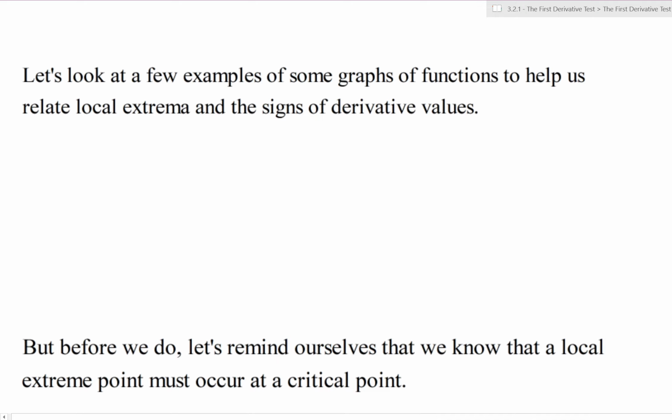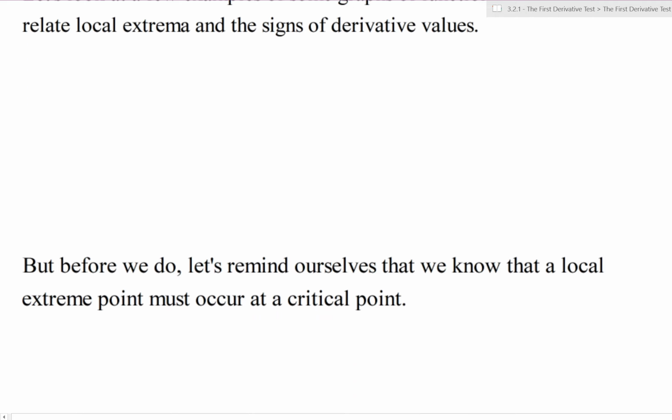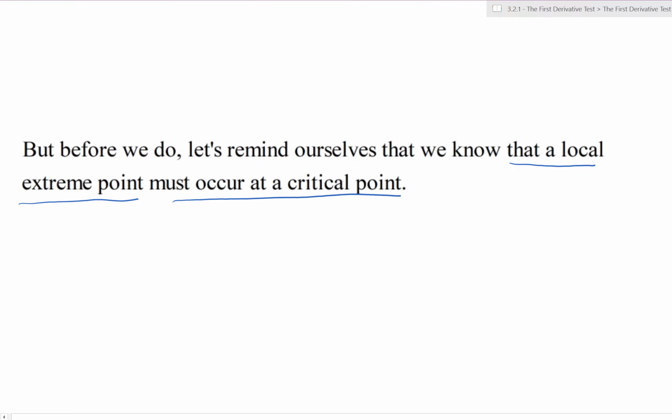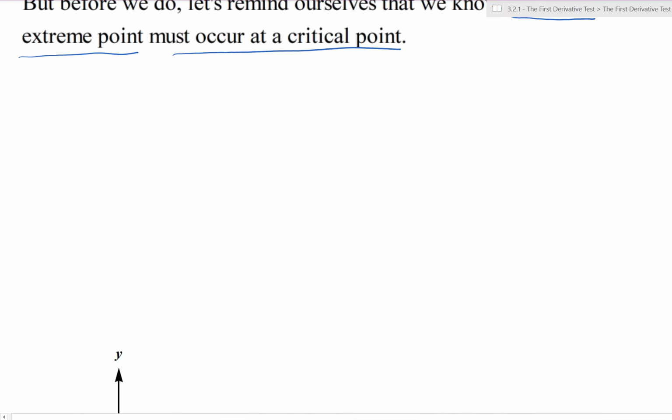Let's take a look. Now remember, just as a reminder, we've already previously established in another video that a local extreme point has to occur at a critical point. Okay, so we're going to look at some critical points here, and we know that if you have a local extreme point, there's also a critical point at that location. And now we're going to involve the concepts of the first and second, or the first derivatives.